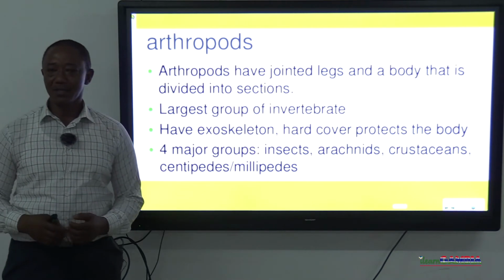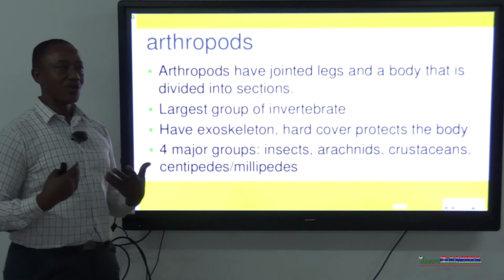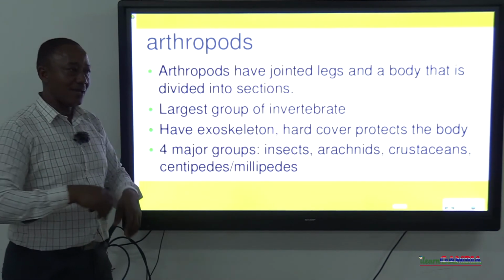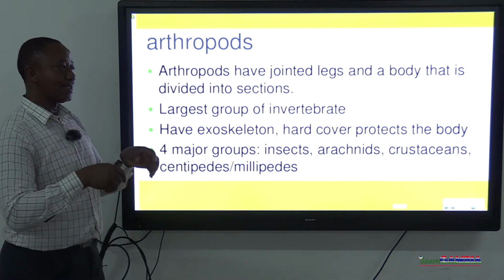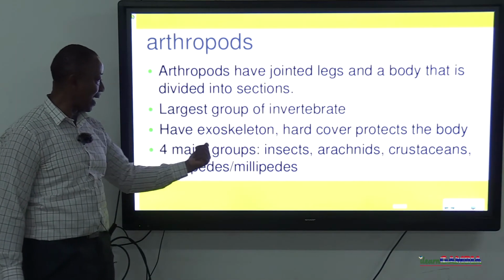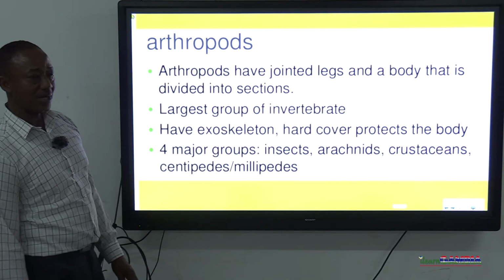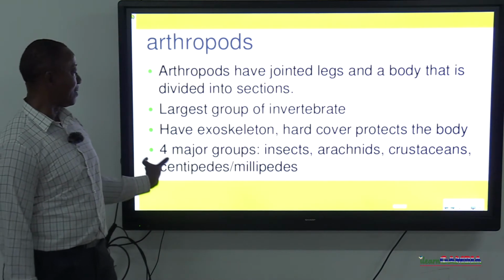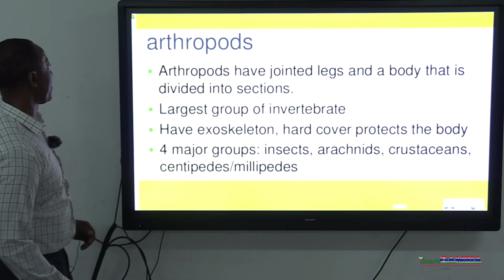To give you a clear contrast or comparison, if you come to higher animals like the mammals, the bones are inside and the bones are covered with flesh. But for them, the flesh is inside and the body itself is covered with the skeleton. That's exoskeleton. There are four major groups we are going to look at: the insects, the arachnids, the crustaceans, and one group that the centipedes and the millipedes belong to, that we call the myriapods.